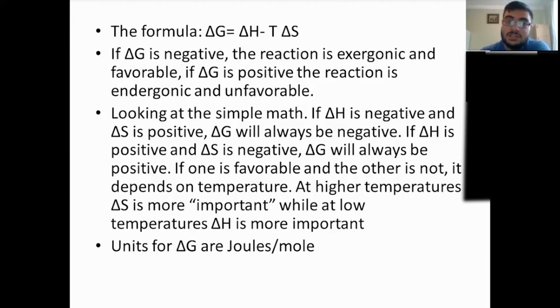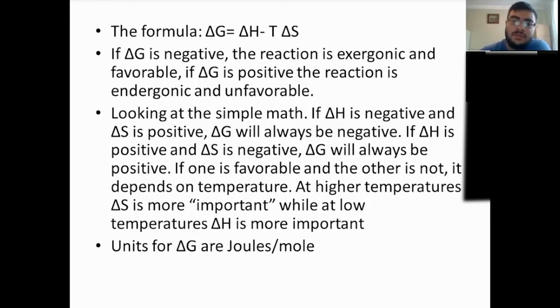If delta G is negative, the reaction is exergonic and favorable. If delta G is positive, the reaction is endergonic, unfavorable. This follows the same rules as delta H, but different rules from delta S, right? If it's negative, it's favorable. If it's positive, it's unfavorable, just like with delta H. Whereas delta S is the opposite. Positive is good, negative is bad. And the naming is very similar to exothermic and endothermic: it's exergonic, endergonic.